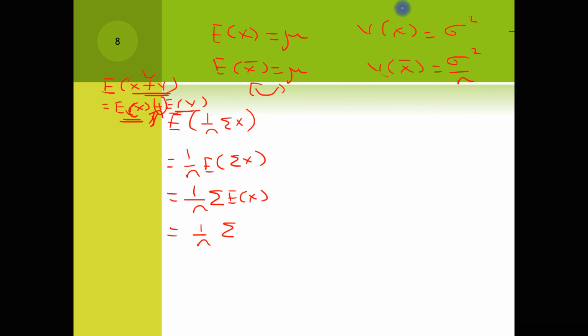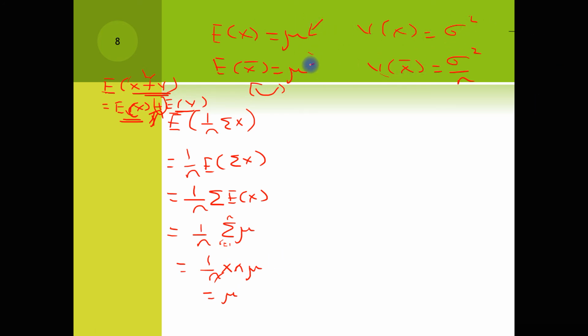The expected value of x, by definition, is mu. So we are summing mu. Now try to understand that mu is a constant and we are summing it n times. It's not written here, but obviously we are taking it n times. Multiplied by n times mu, the n disappears, you are left with mu. So this is how we got these values.